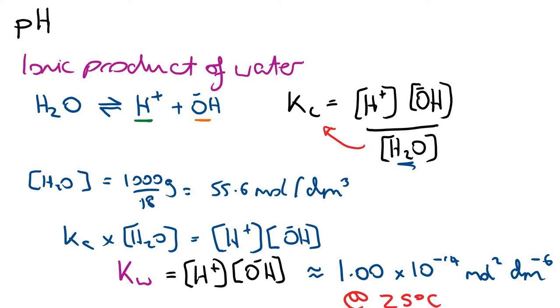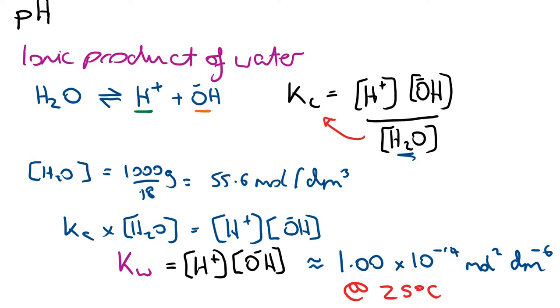Kw changes as temperature changes. For example, if the temperature goes up to 50 degrees, the Kw increases to about 5.5 times 10 to the minus 14. So just to recap, equilibrium constants only remain the same at the same temperature. So if we change the temperature, we change the equilibrium constant, and therefore in this case we change Kw.